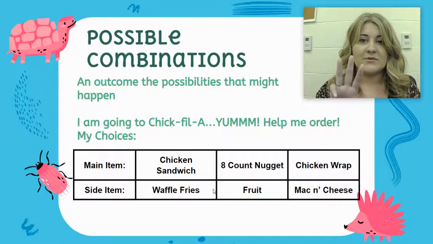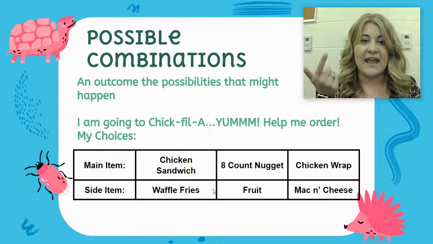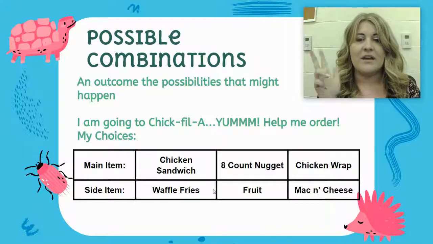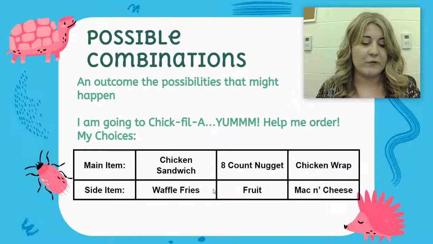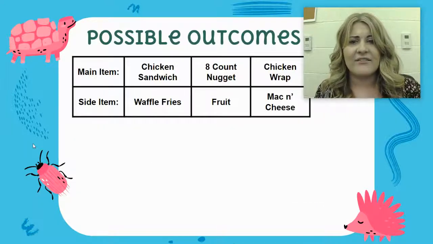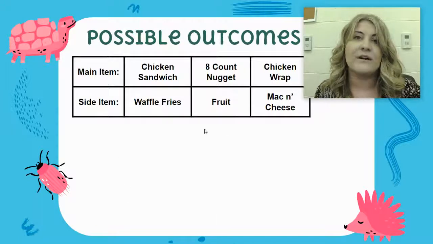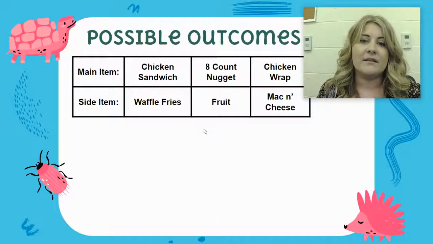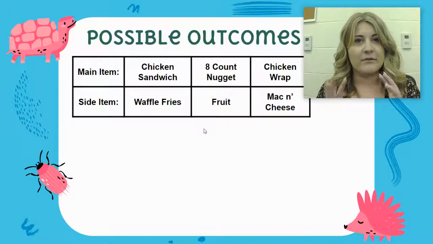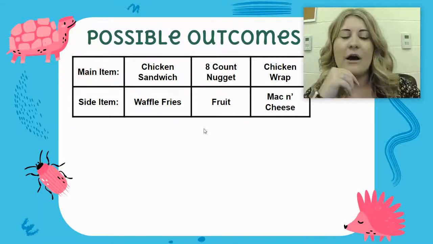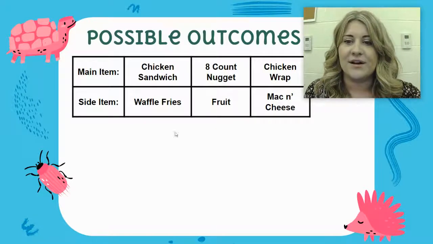We have 3 main item choices. We have a chicken sandwich, an 8-count nugget, and a chicken wrap. Those are my 3 main choices, and then I get a side item, and I can choose waffle fries, fruit, or mac and cheese. So if we look over here, I've got us some area to set up. We're going to be making, they kind of look like a graph. They look kind of like tree roots going down, but we're going to list out all the different outcomes, okay? So this is actually kind of fun.